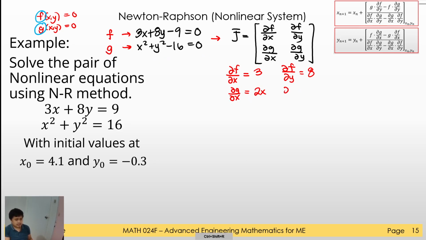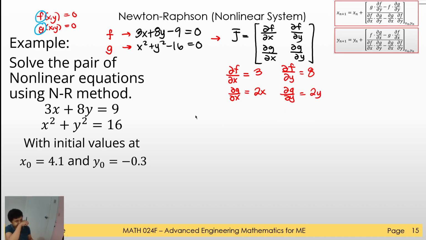And then for the partial derivative of g with respect to y, that is what? We treat x as constant, so the derivative of x squared is 0, and the derivative of this is 0. So what is the derivative of y squared? This will be just 2y. Yeah. So what's next?